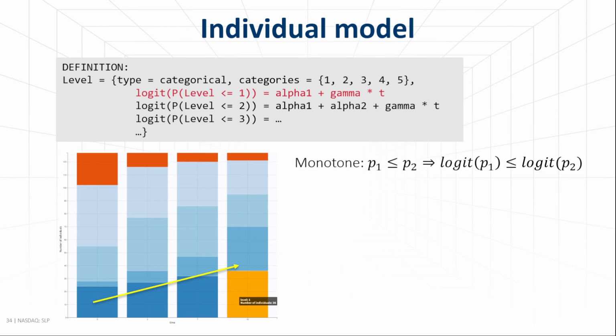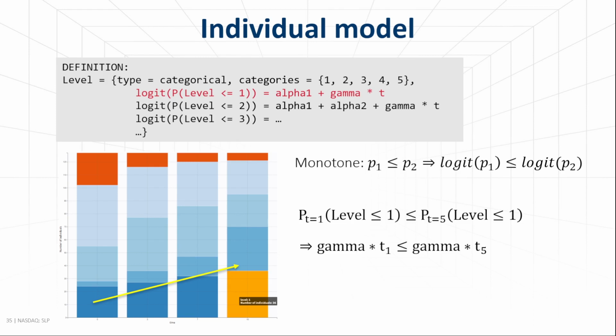We know that logit is a monotone function. So if probability P increases over time, then the value of the logit has to increase. To preserve it with our model, gamma has to be positive, and we can keep the log normal distribution that is selected by default in Monolix.